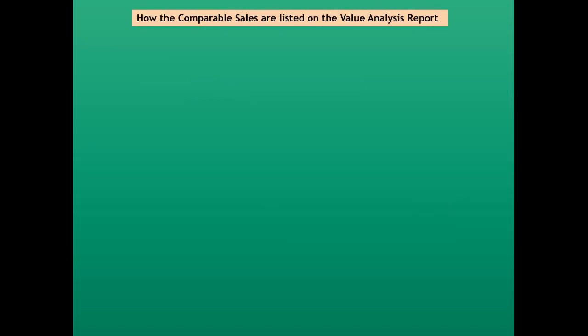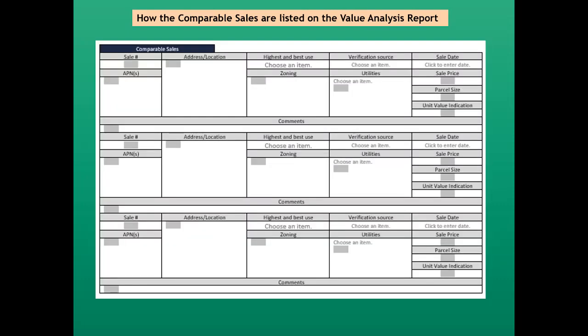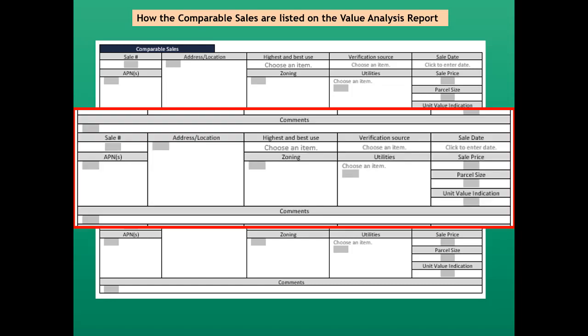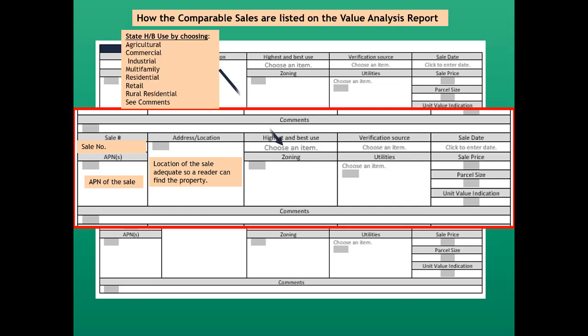And this is how the comparable sales are listed on the value analysis report. I'm going to blow one of these up to make it easier to see. And there's the blow up. We insert the sale number. We insert the auditor's parcel number for the sale. We put in the location of the sale again, so it's adequate that a reader can find the property. We insert the highest and best use of the comp. And again, we've got choices to make because windows open up.